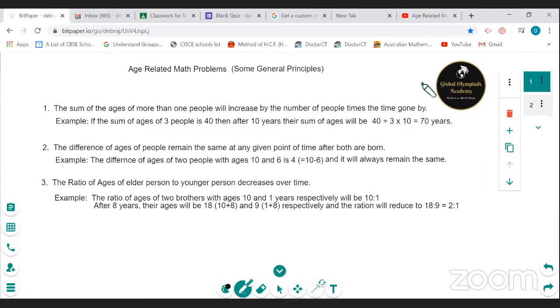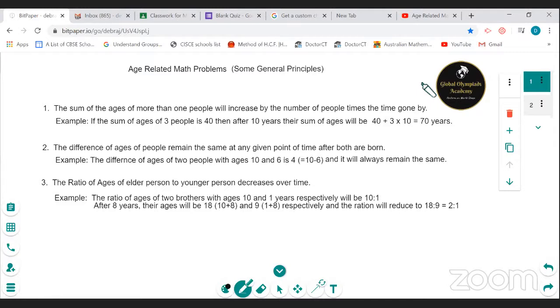The number one principle is that the sum of the ages of more than one person will increase by the number of people times the time which has gone by. For example, if there are three people whose sum of ages is 40, then after 10 years, each one of them will have 10 years added to their age, right? So in that case, the sum of their ages will be 40 plus 3 times 10, which is 30. So 40 plus 30 will give you 70 years.